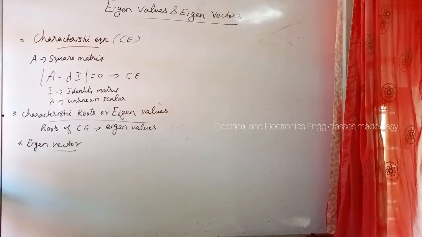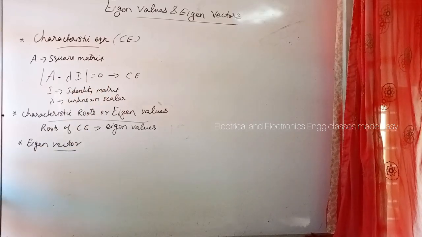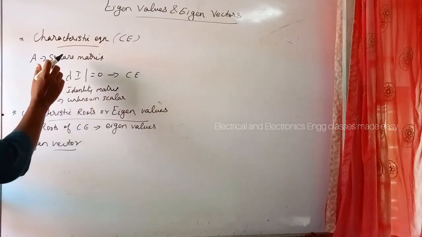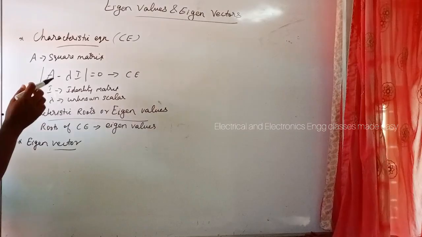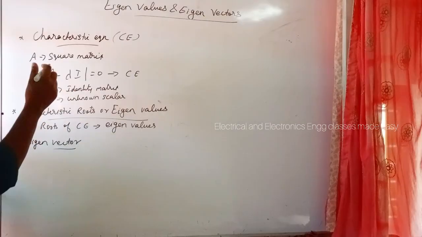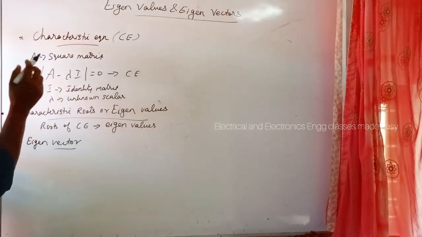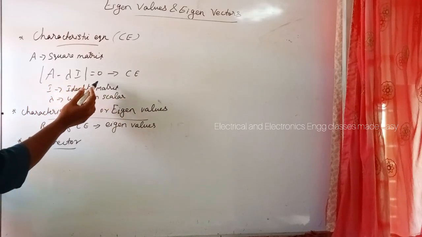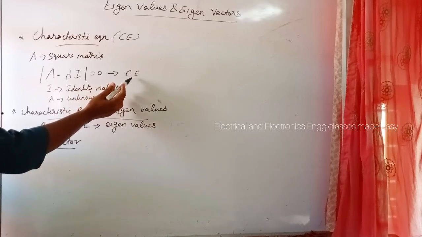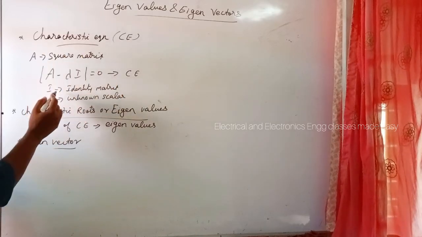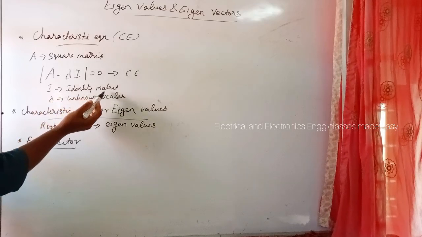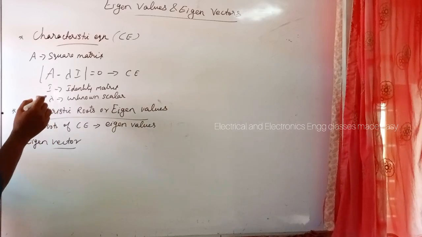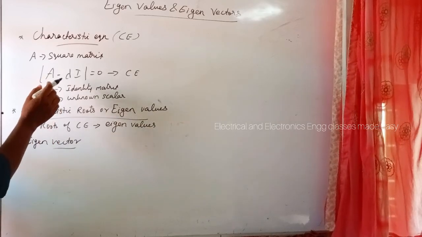Today's class is about eigenvalues and eigenvectors. Before going through eigenvalues and eigenvectors, we have to learn about the characteristic equation. So what is the characteristic equation? Let A be a square matrix, then the determinant of A minus lambda I is equal to 0 is called the characteristic equation. Here I is the identity matrix and lambda is an unknown scalar. So this is called the characteristic equation.